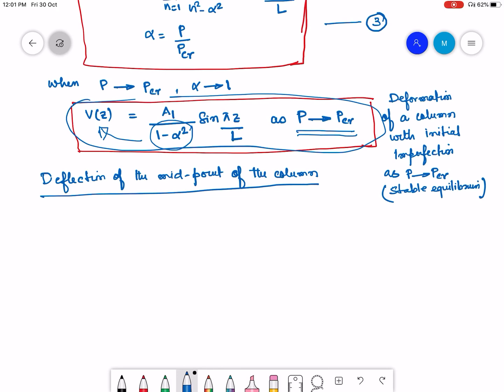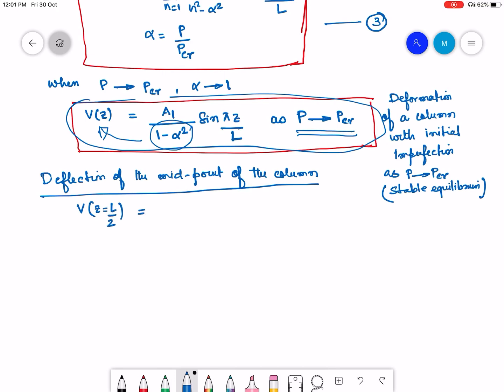Therefore, we have to be aware of the P critical of a column, and we have to make sure that the load acting on the component should not be near the P critical value of that column. Okay, I hope I have been clear in stating why finding out the critical load is also important for an imperfect column. So let us now go ahead with the further solution. Let me try to find out the deformation at the midpoint, so at z equals L by 2.